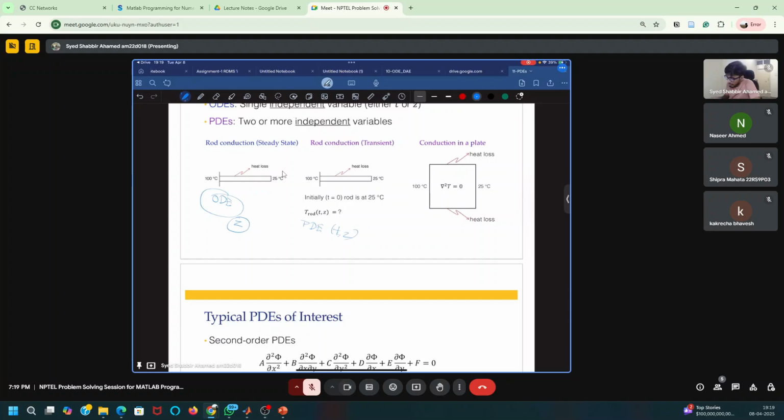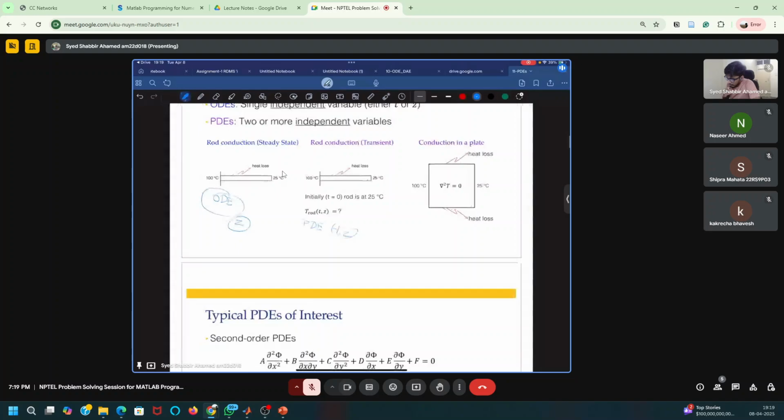In conduction in a plate, instead of a rod, we will get a partial differential equation in terms of, let's say, x and z. Okay? A partial differential equation in x and z, with two independent variables. So depending upon the problem, you will get some kind of ordinary differential equation or partial differential equation.